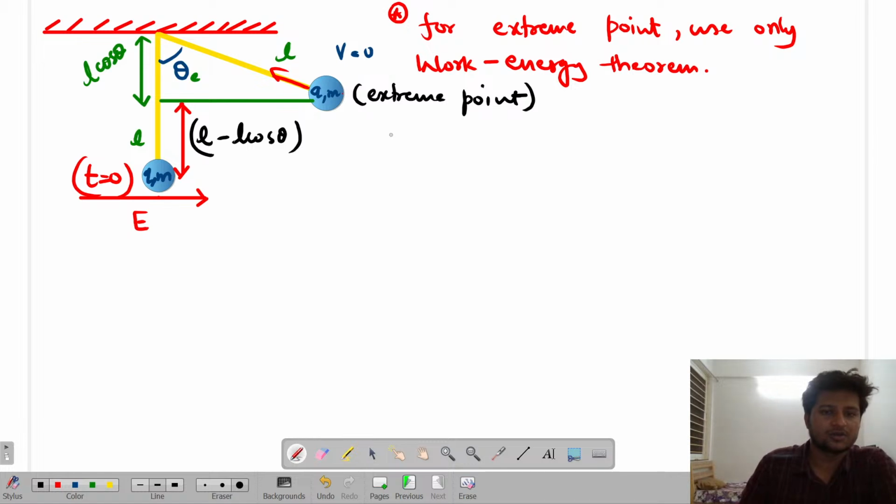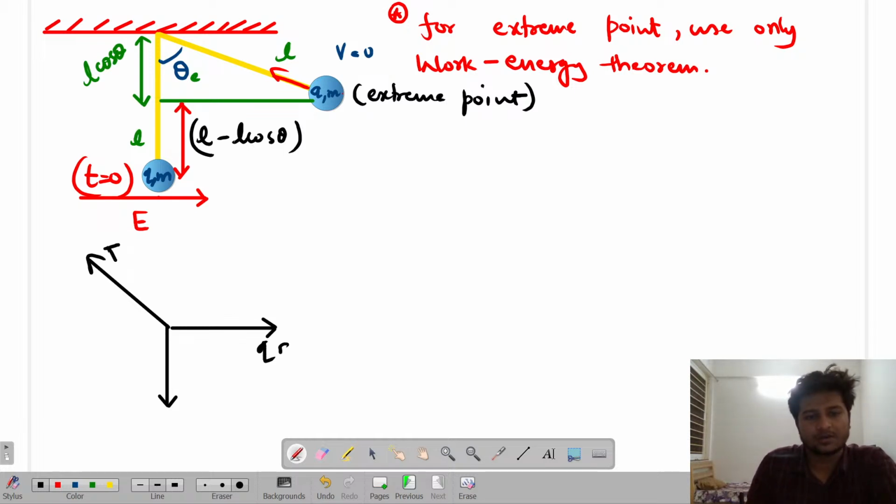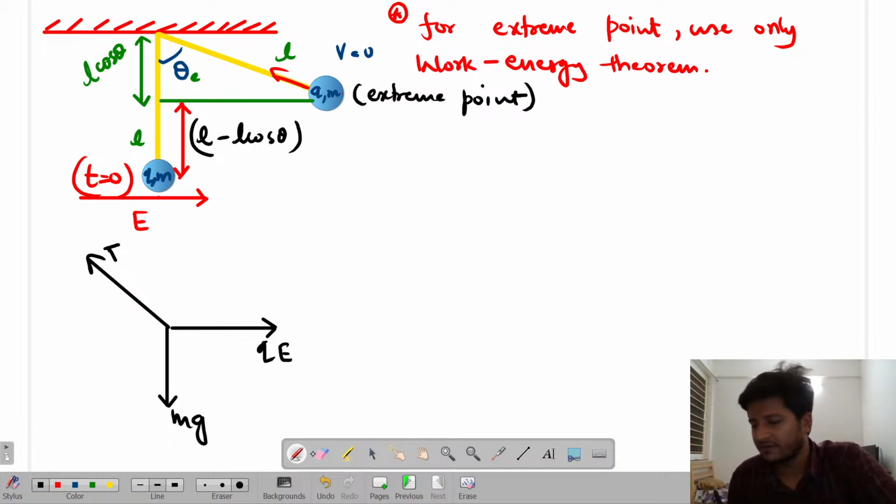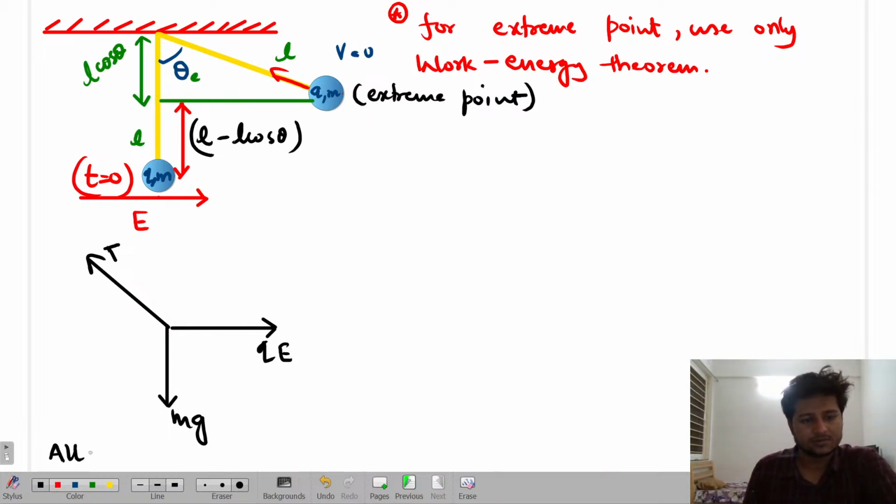So now I can directly apply work energy theorem. What does work energy theorem say? Now we know that the forces acting on the particle are, first one is tension, second one is mg, and third one is qE, isn't it? Tension, qE, and then mg. Aren't all these forces conservative in nature? All forces are conservative.